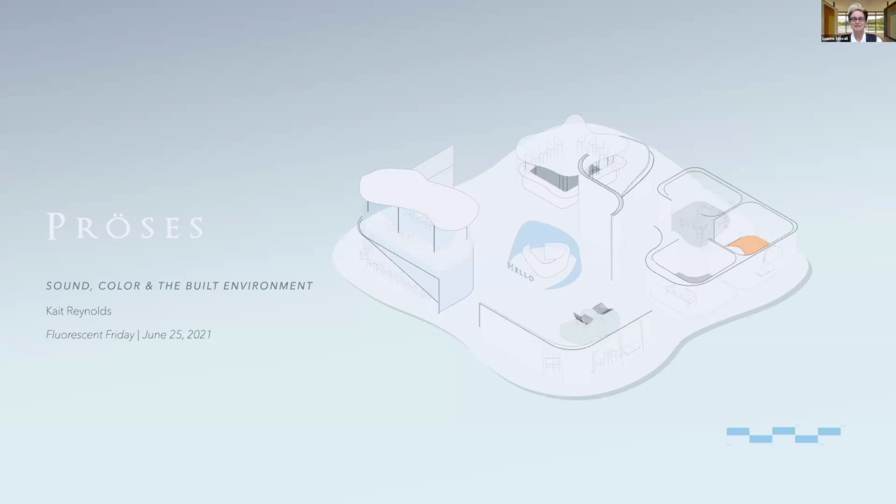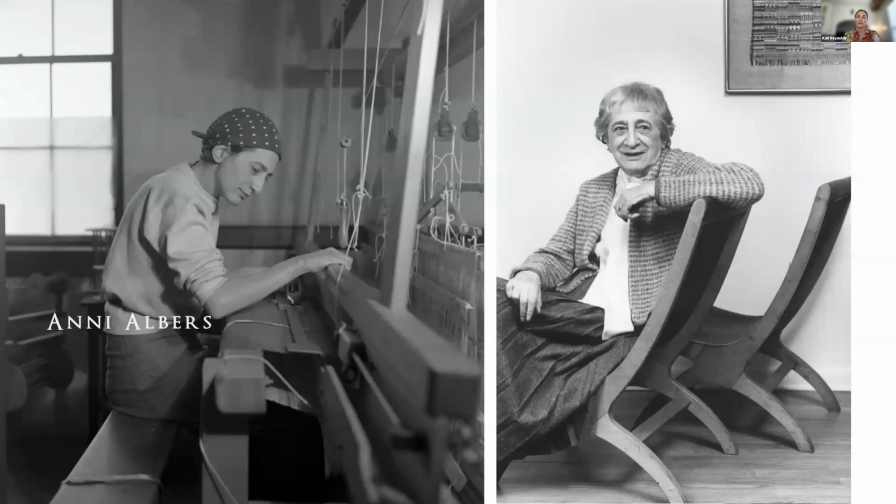Hi, my name is Kate Reynolds. I'm a master's student of interior design at the University of Texas. And today I'm going to talk about my project Process. Process was inspired by the work of Anni Albers, who was a German textile artist whose career spanned nearly 80 years. She got her start at the Bauhaus, which was a school that blended fine arts and design, and it was open between 1919 and 1933.